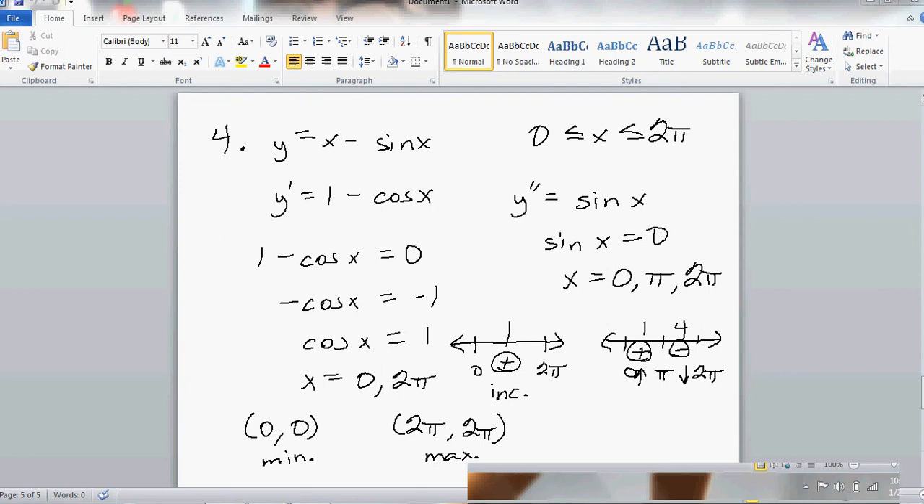And where is the important point? It occurs at pi. Well, we have to go back to the original to figure out what's going on here. The sine of pi, we already know is 0. Pi minus 0 is pi. So this is an inflection point.